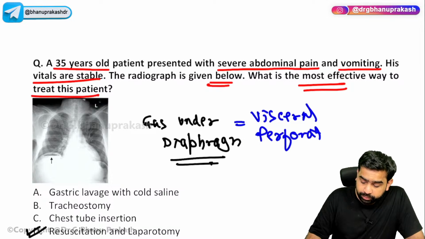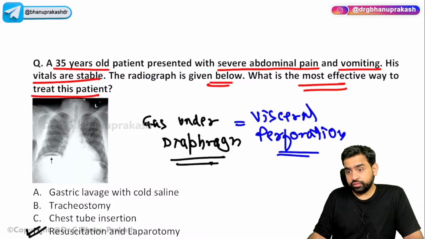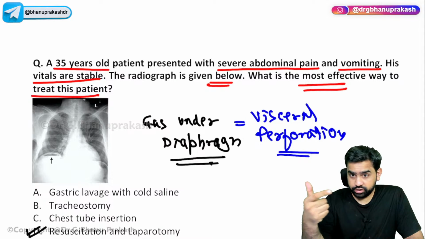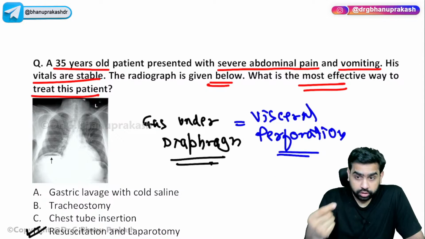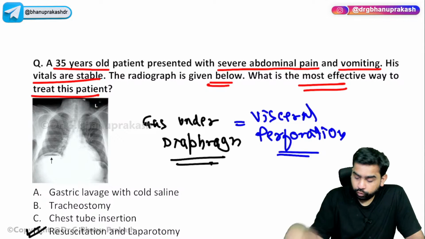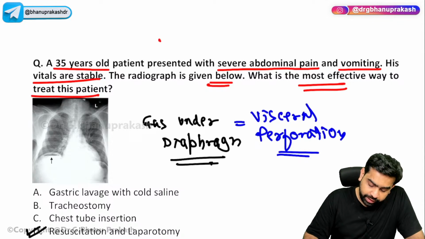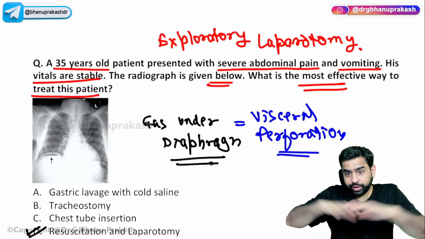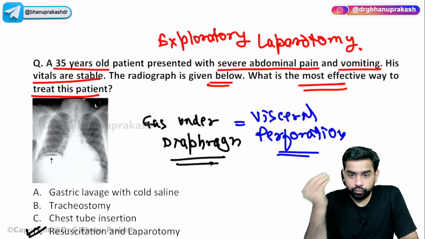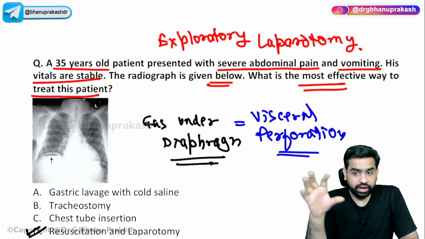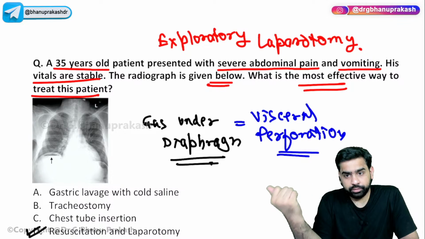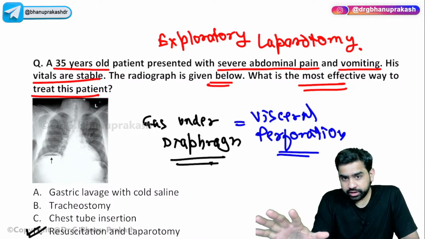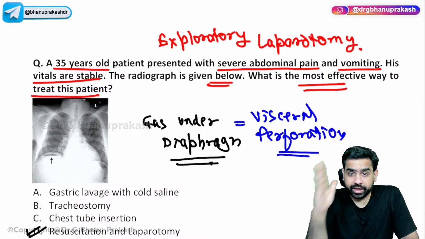What do you understand by visceral perforation? That is, some part of the intestine has ruptured. Stomach, intestine, we don't know. That is why it's called a visceral perforation. And whenever there is a visceral perforation, what we have to perform is an exploratory laparotomy, because you have to put an incision and explore the abdomen, find out where exactly the perforation is present, and wherever it is present, you will repair it. You understand my point?